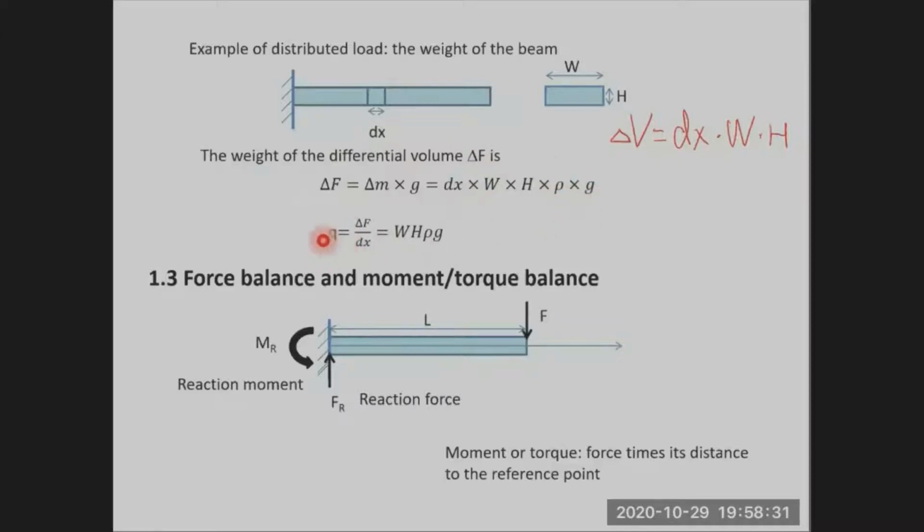Then Q, the distributed load, is delta F over dx, right? The force per unit length. So from the above equation, Q is equal to W H rho g. So we can say that this is a uniform distributed load. Q is a constant. Questions?